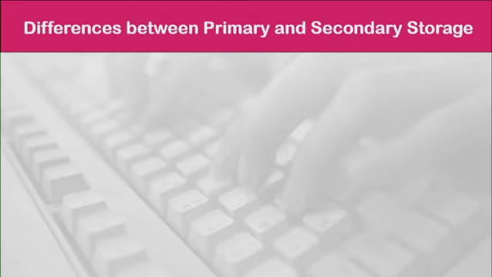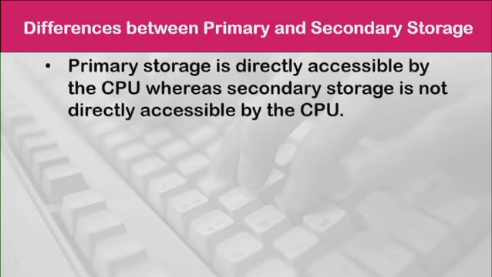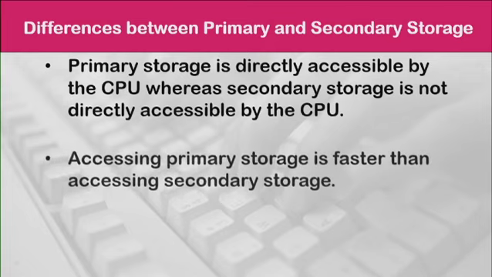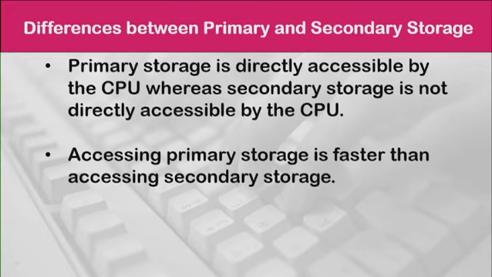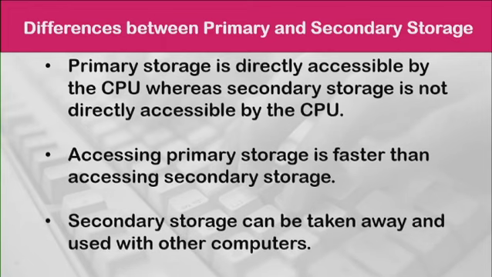The differences between primary and secondary storage are as follows. Primary storage is directly accessible by the CPU, whereas secondary storage is not directly accessible by the CPU. Accessing primary storage is faster than accessing secondary storage. Secondary storage can be taken away and used with other computers.